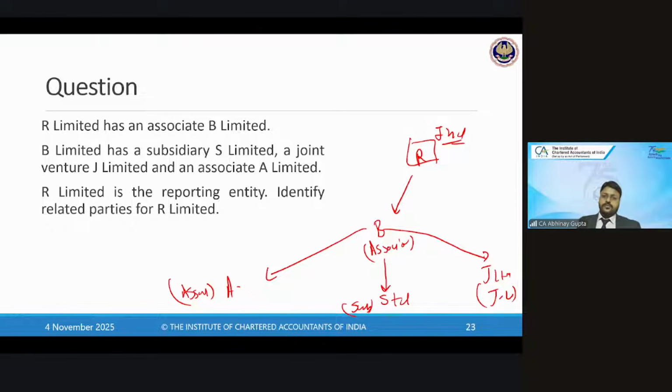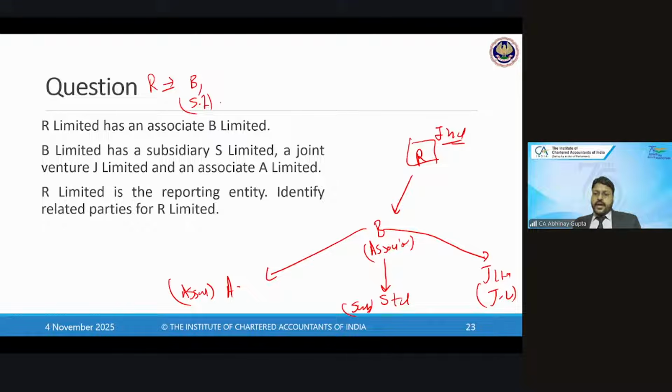Yes. All, sir. A, B, J. All. Okay, so let's apply our rule book. What is the rule book? Is there any control? No. R Limited is not controlling B. Correct? Yes, sir. So control is not there. Is R Limited jointly controlling B? No. R Limited is having significant influence on B. So B Limited is the related party, by virtue of SI. Correct?